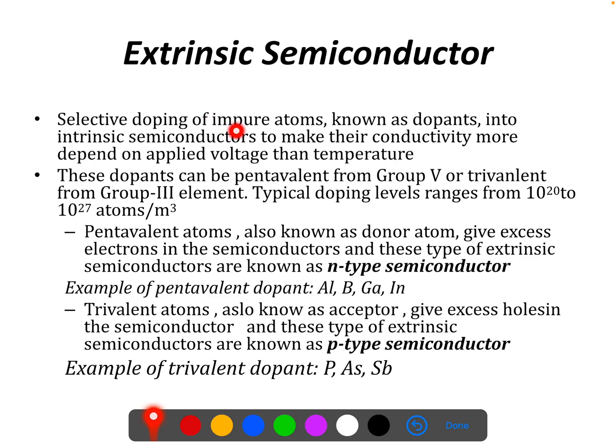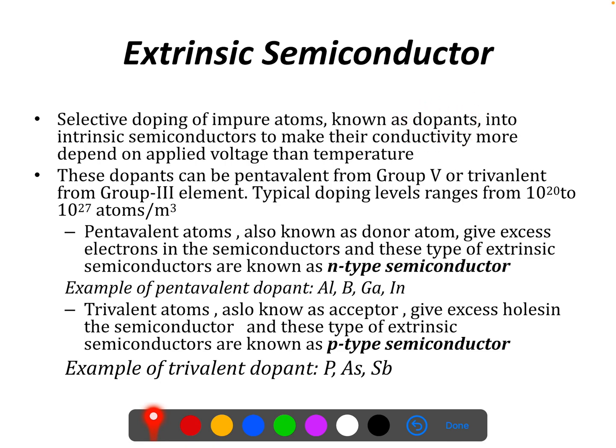So these impurities will give you the carriers. If the carriers are already available, the conductivity will be better than the intrinsic semiconductor, and it will also be independent of temperature. It will depend more on the applied voltage than temperature. So that is two advantages you are going to get from the extrinsic semiconductor by doping impurities into the intrinsic semiconductors. We are doping, that's why it's called a dopant.